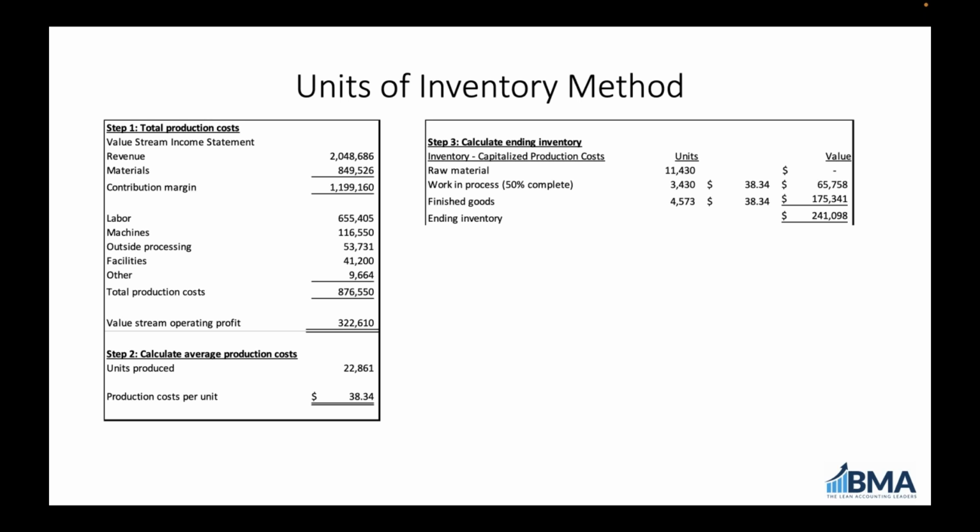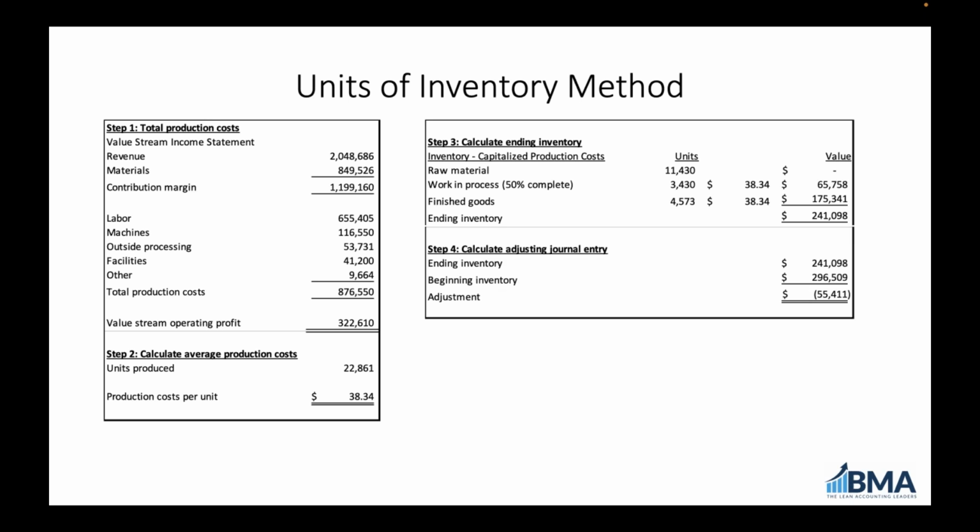So your ending inventory is $241,098. That's what it needs to be. So again, you simply do the adjusting journal entry. And that's how you do it. Units of inventory, days of inventory. I've seen most companies use the units of inventory method, but a few have used the days.